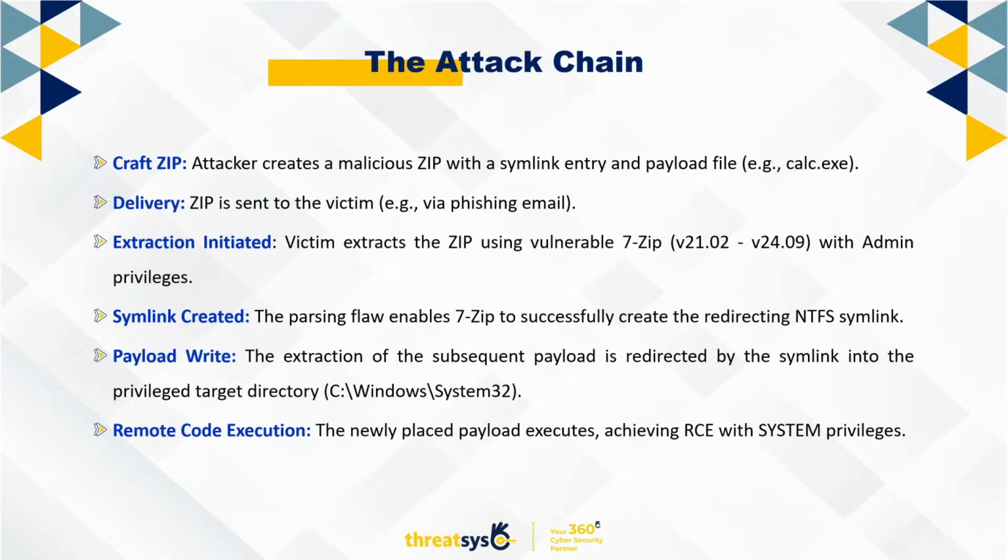After extracting the zip file, the symlink will be created that will redirect to an NTFS symlink. While the extraction is taking place, it is redirected by the symlink into the privileged target directory. The file will automatically redirect to a privileged directory, that may be system32, SAM system files, or anywhere inside the system that contains critical information, and will overwrite the file or execute any commands inside that.